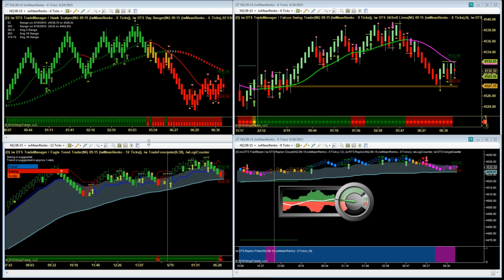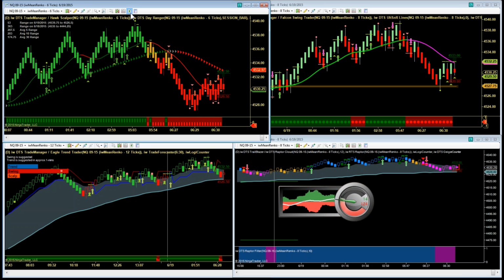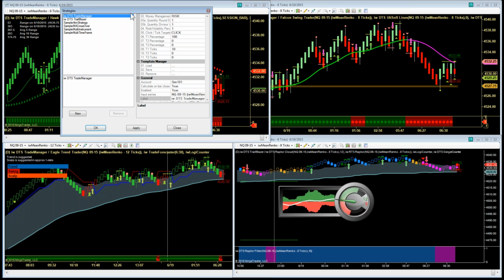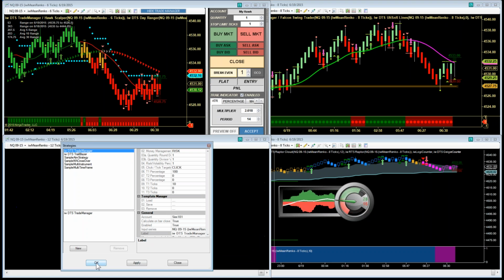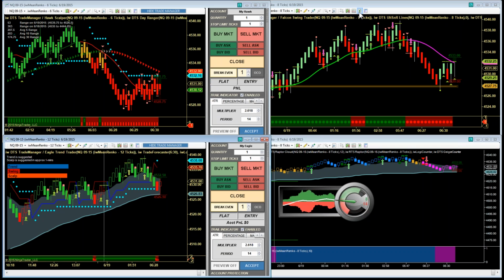I've loaded my charts. I've got my data feed going. Remember, with Trade Manager, you always need to have a data feed on. So I simply click my strategies button, which will go to my strategies. You see, it already has Trade Manager on. Really, all I need to do is click OK. That's it. It's as simple as that.